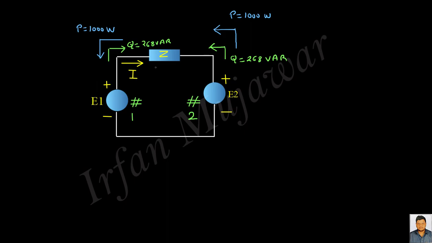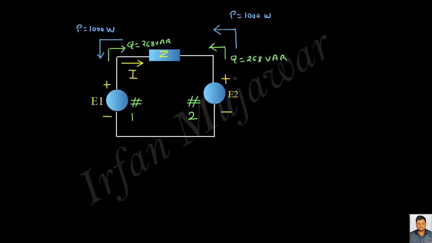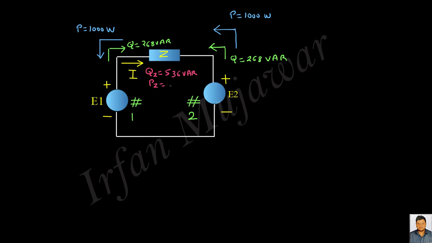So therefore, as we have seen in the previous slide, the reactive power loss absorbed by impedance is 536 var. This is actually 268 plus 268. So you can consider it this way also. Q taken by impedance is 536 var. And how much is the P taken by this impedance, the active power? It is simply 0, because there is no resistive component.